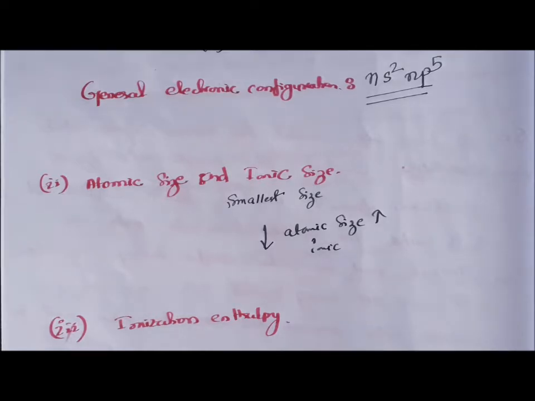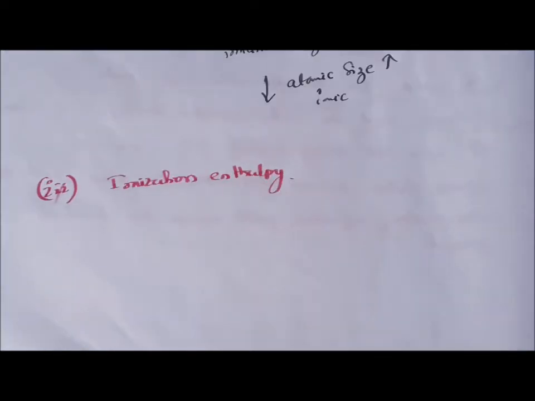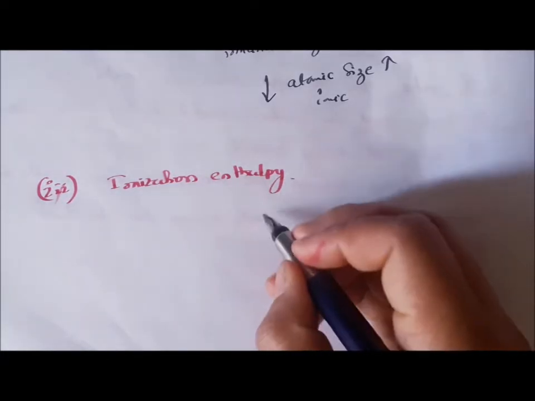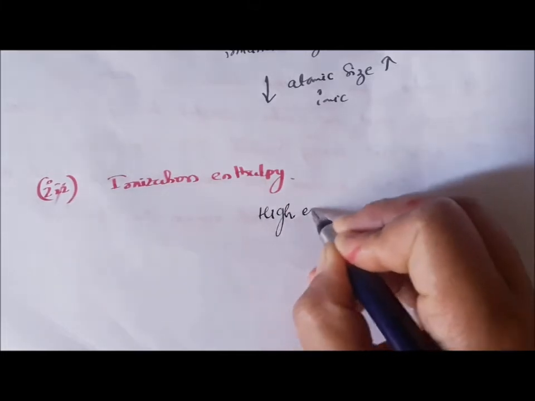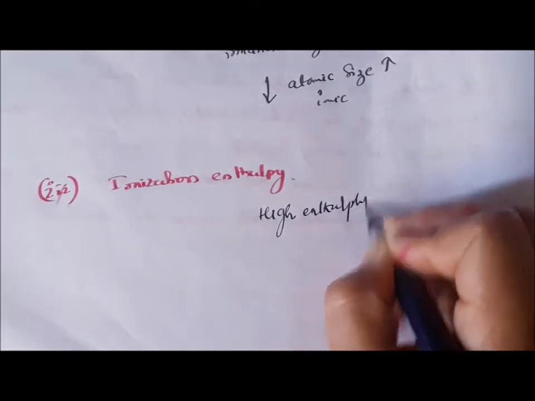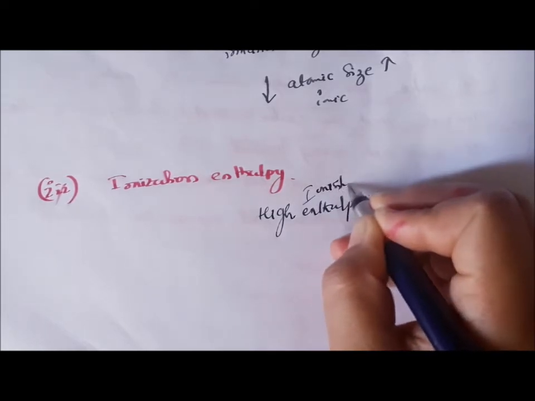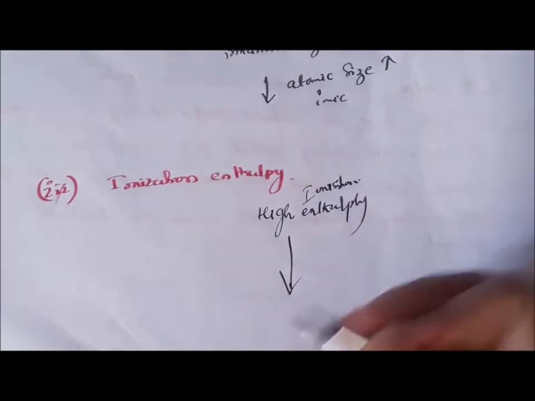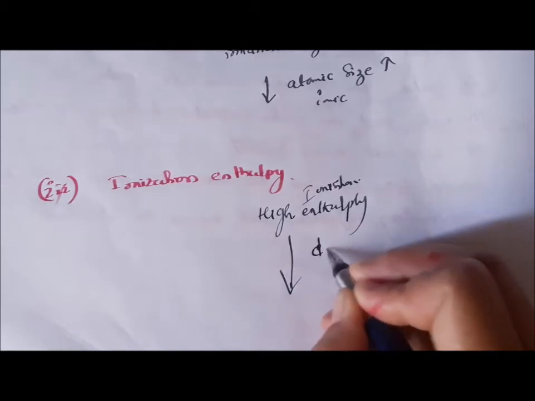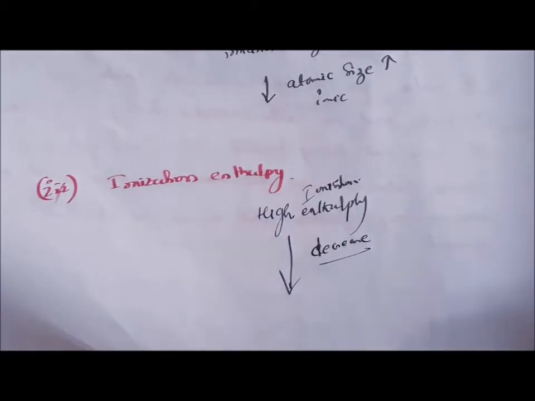The next is ionization enthalpy. So it has the smallest size. So that means what about the ionization enthalpy? It will have high ionization enthalpy. Now what will happen to the ionization enthalpy on moving down the group? Ionization enthalpy will decrease. Why? Because the atomic size will increase. So because of that, it becomes easier to remove a valence electron, isn't it? So ionization enthalpy decreases down the group because of the increase in atomic size.